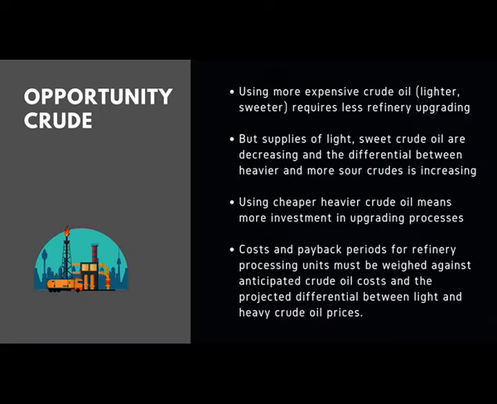Using more expensive crude oil, that is lighter and sweeter crude oil, requires less refinery upgrading, but the supplies of light sweet crude oil are decreasing, and the differential price between heavier and more sour crude is increasing. So the lighter crudes are generally costlier and the heavier crudes are cheaper, and the difference in price between them is increasing. Using cheaper, heavier crude oil means more investment in upgrading processes. Cost and payback periods for refinery processing units must be weighed against anticipated crude oil cost and the projected differential between light and heavy crude oil price.